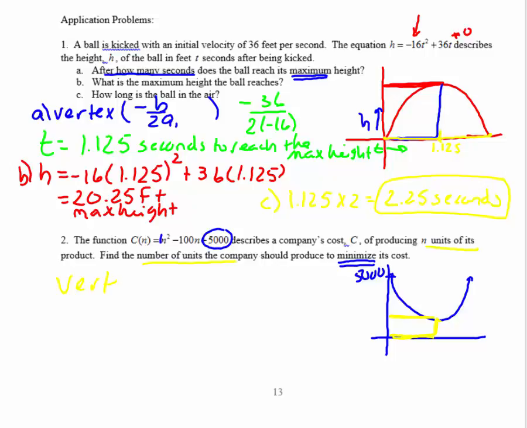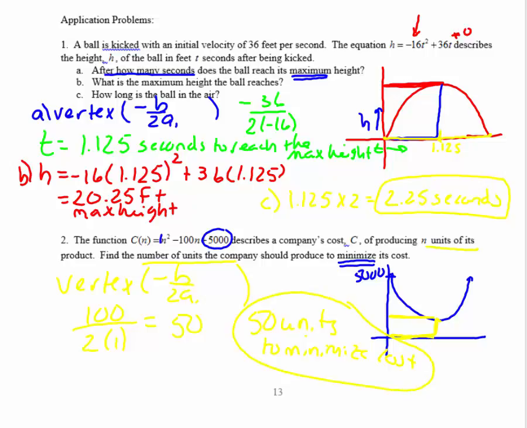So if I'm looking for my vertex, the only piece that I want is the opposite of b over 2a. If I plug that back in, that would give me the minimized cost. So opposite of b, so opposite of negative 100 is 100, all over 2 times a, and a is 1. When I divide that out, I get 50. So they need to produce 50 units to minimize the cost. So just try and figure out, do they want the x part of the vertex or the y part of the vertex? And that should help you on the word problems when they say minimize or maximize.